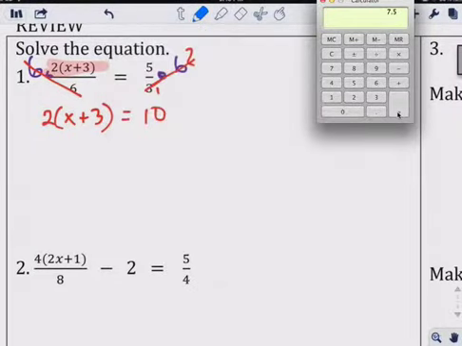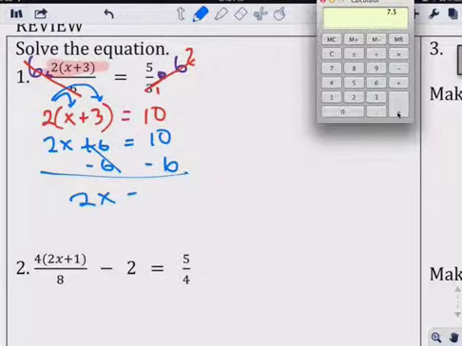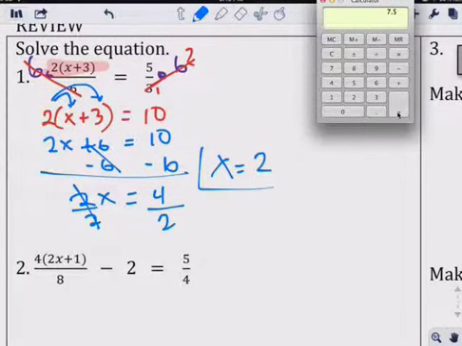So, you distribute. 2x plus 6 equals 10. Minus 6, minus 6. 2x equals 4. Divide by 4. Oh no, not divide by 4, Miss Wilcox. Shame. Divide by the 2 that's next to the variable x. Divide by 2. Oh no, what am I doing? x then is equal to 2. One solution, right?